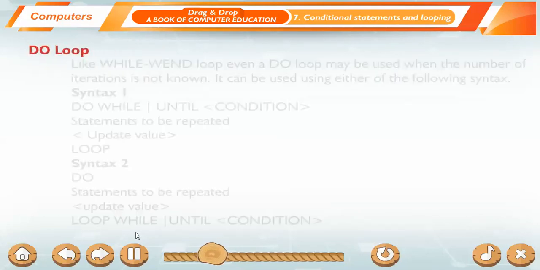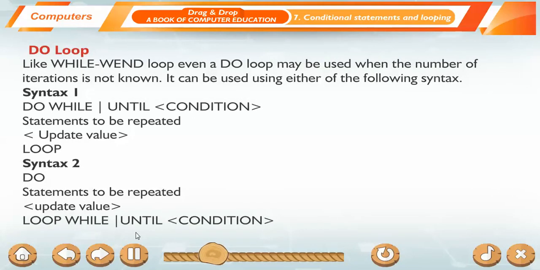Do loop. Like while-when loop, even a do loop may be used when the number of iterations is not known. It can be used using either of the following syntax. Syntax 1: Do while, until condition. Statements to be repeated. Update value. Loop. Syntax 2: Do. Statements to be repeated. Update value. Loop while, until condition.